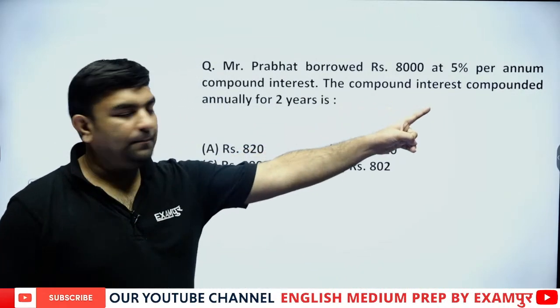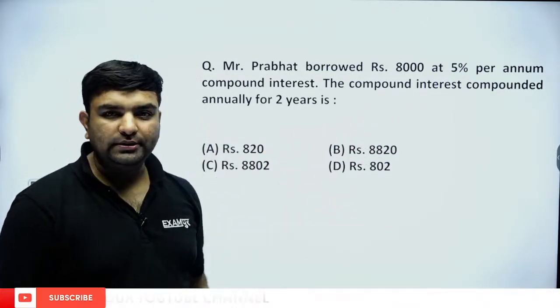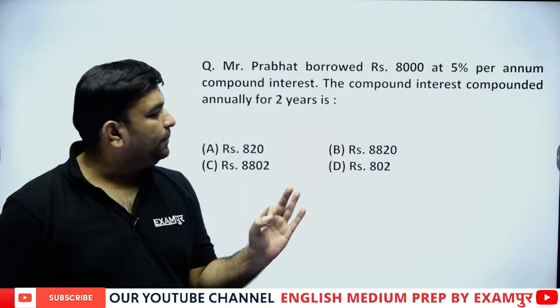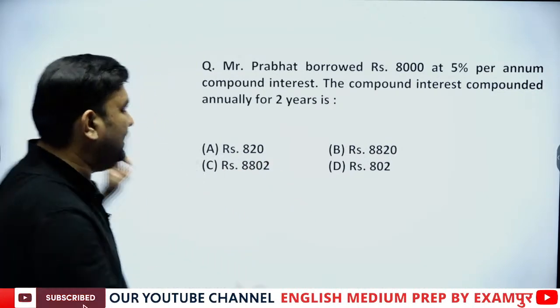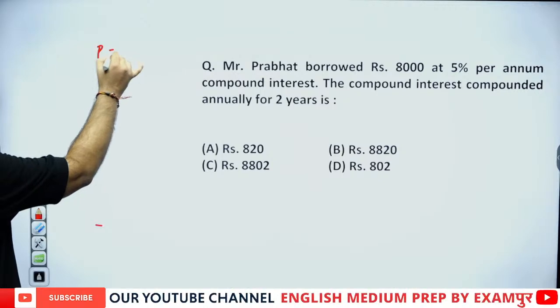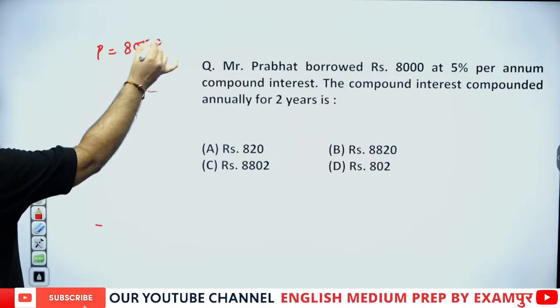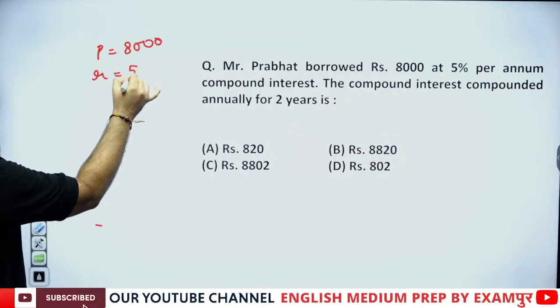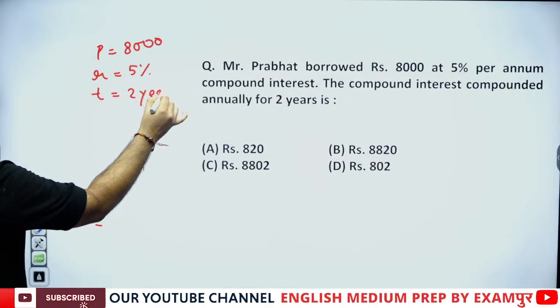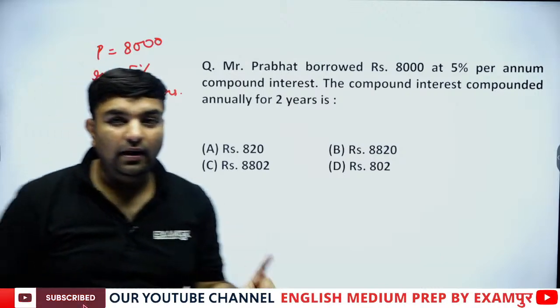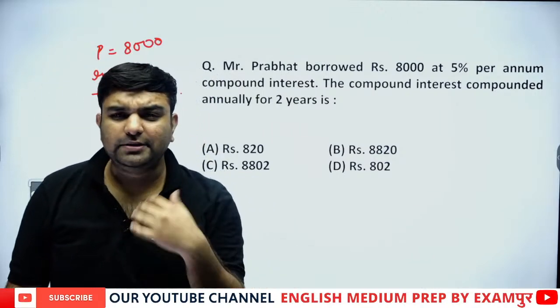$8,000 principal, 5% rate, time is 2 years. So you will say, sir, principal is 8,000, rate is 5% per annum, and time is 2 years. Till the rate is per annum, there is no worry.